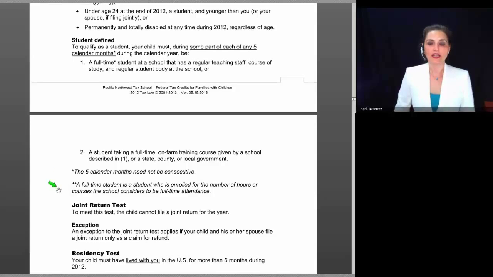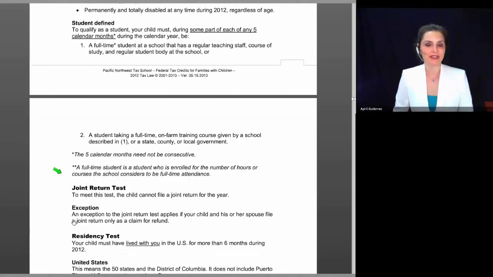And finally, a full-time student, if you're wondering what the definition of a full-time student is, whatever the school decides is full-time. So the school that your child is attending, what does that school define as full-time? If they're attending a credit load, is a full credit load 12 credits? Is it 8 credits? Is it 20 credits? What does the school think is full-time? And if your child meets the school's definition of full-time, then your child is full-time.